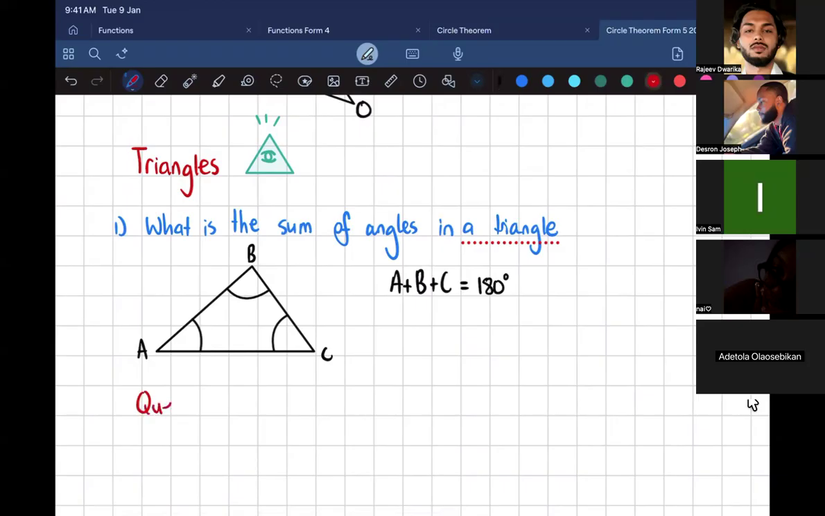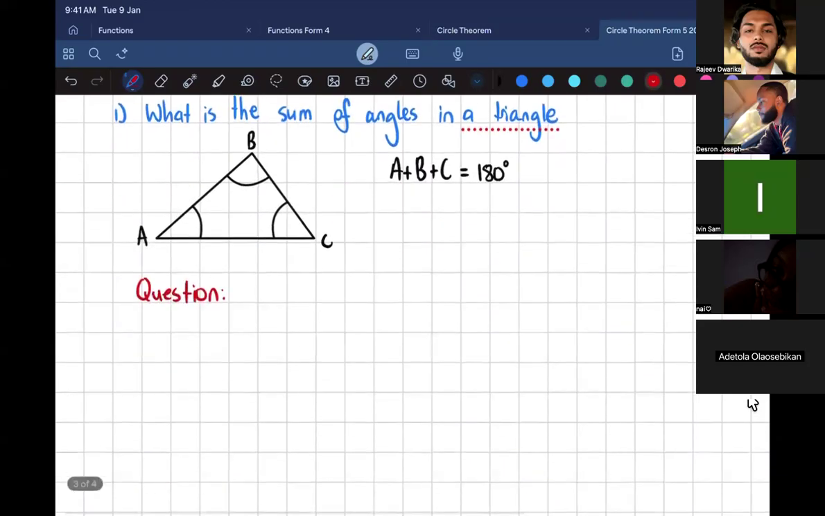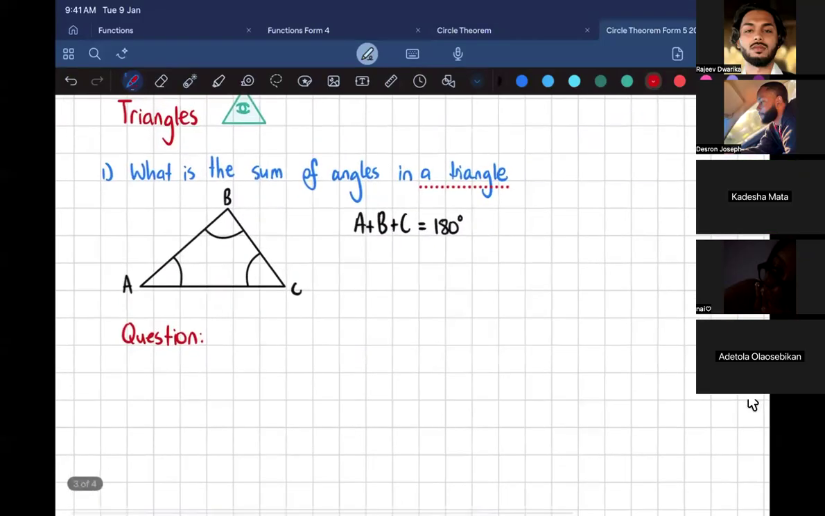Let's look at that question. Somebody is asking a question on the chat. What did they say? They asked if they could use the washroom. Yeah, easy, washroom.